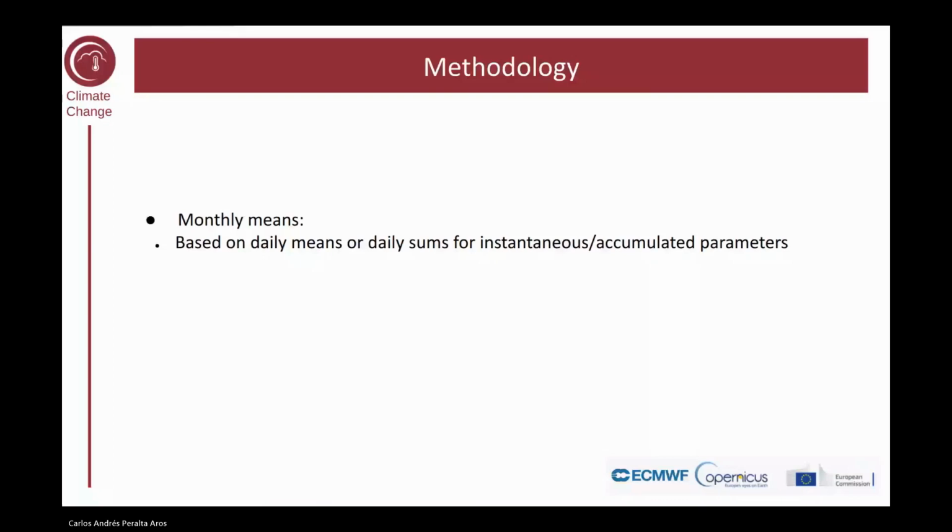Finally, the monthly means are based on the daily means or the daily sums for the instantaneous or the accumulated parameters. And for the minimum and maximum parameters, which are the minimum of something or the maximum of something, like temperature or wind, we take the minimum over the whole month for every grid point, or the maximum in this case.